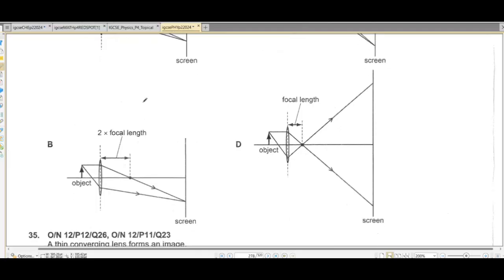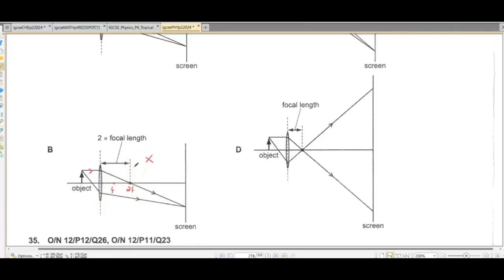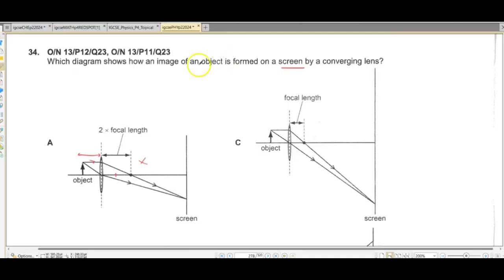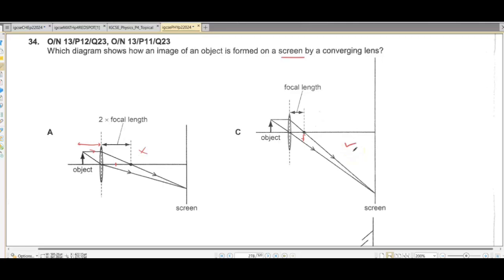If we look at option B, again the ray which is parallel to the principal axis, after being refracted from the lens, is passing through 2 times the focal point of the lens and not the focal point of the lens. So this ray diagram is also not correct. If we look at option C, there is this object and the ray is passing through the focal point of the lens and it is going to form a real image over here. So C seems to be correct, but let's look at option D as well.